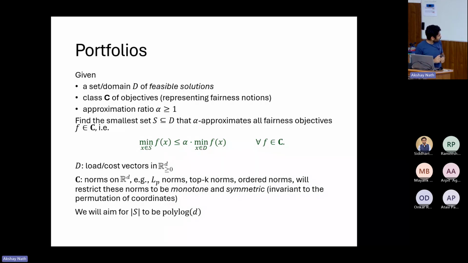Our aim is to come up with a small number of solutions, and we'll restrict that small number to be polylog in the dimension. And recall that for most combinatorial problems, the set D is going to have an exponential size, right? And so even getting something that is polynomial in d is a priori difficult, but we want something even better than that, right? We want polylog in d.